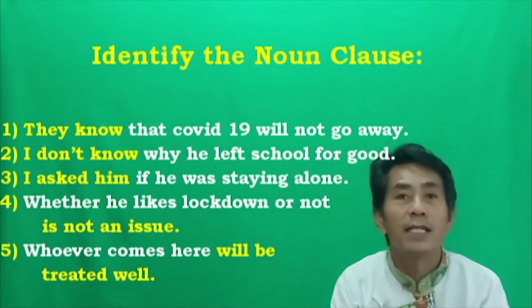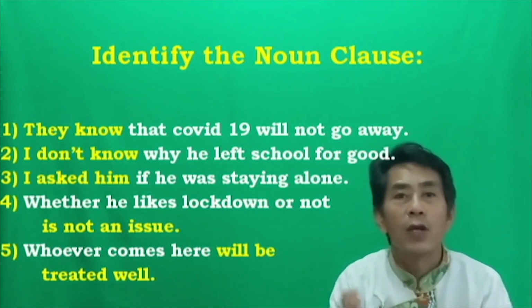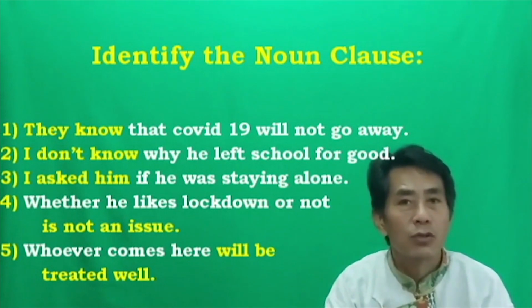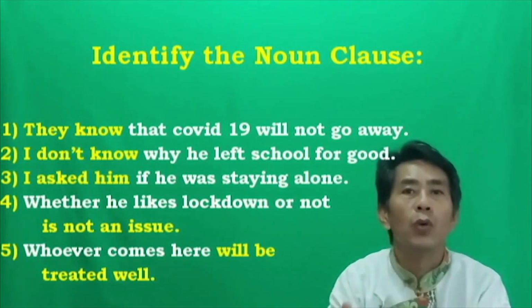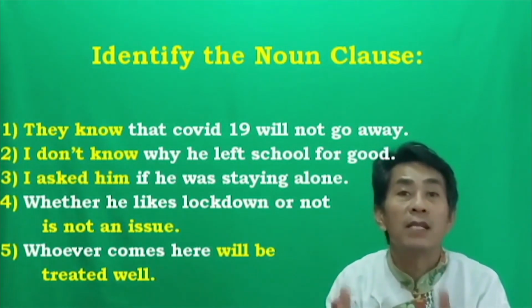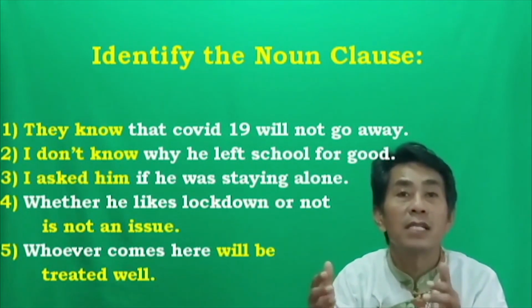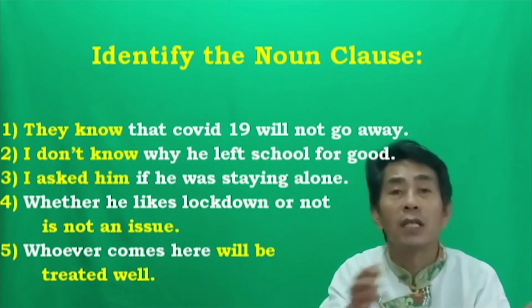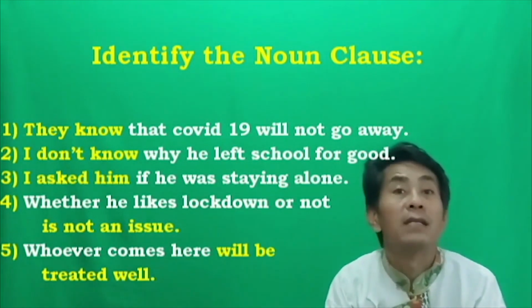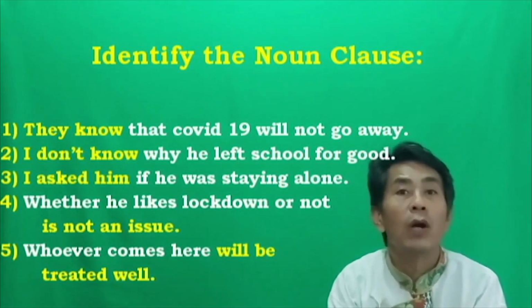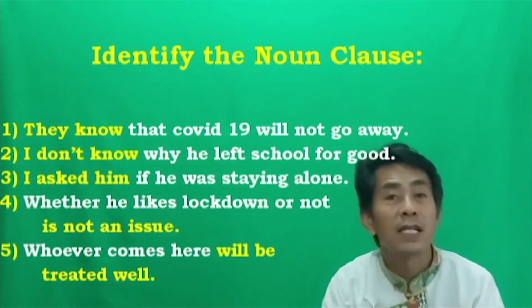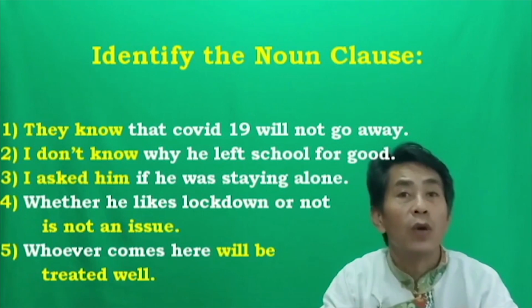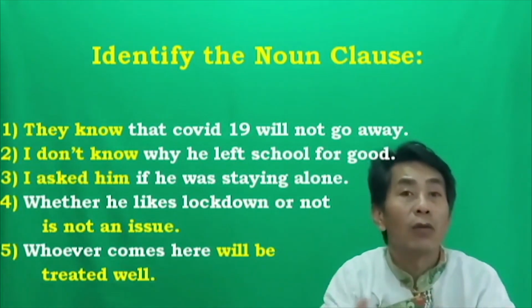Now let us see. "They know" is a complete sentence. You got it? So there's no problem. Now "that COVID-19 will not go away" is a dependent clause. This is a clause which has to depend on another clause to make a complete sentence. Now this is a noun clause. Why is this a noun clause? Because this clause works as a noun, since it is in the noun place.